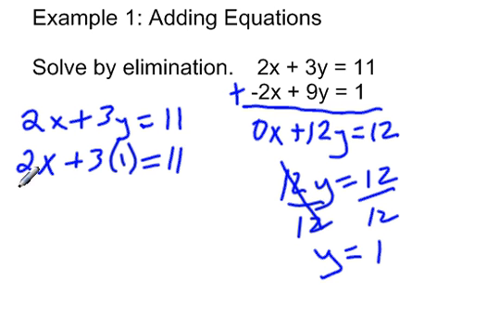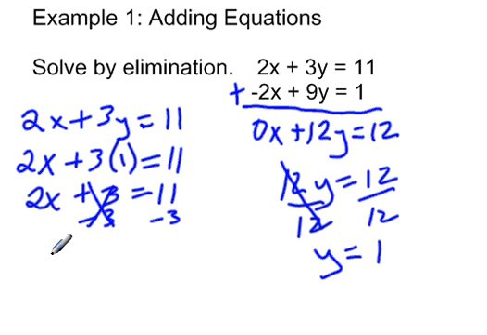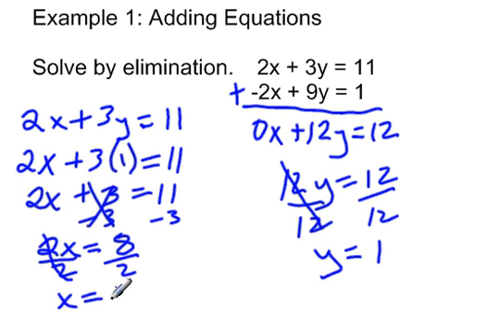Now I'm going to solve for the other variable. We've already found y. We need to find x. So 2x plus 3 times 1 is 3. Now I'm going to subtract 3 from both sides because I can get rid of that right there. So I have 2x equals 8. Now I just have a one-step equation left, so I divide by 2 to get rid of that right there. I'm left with x equals 4.